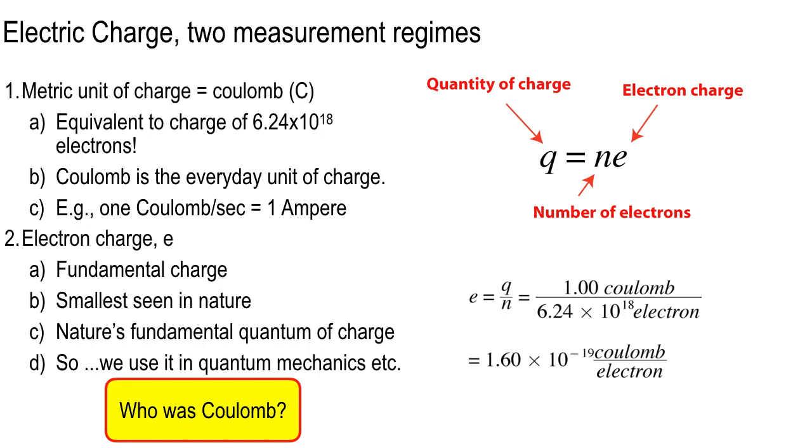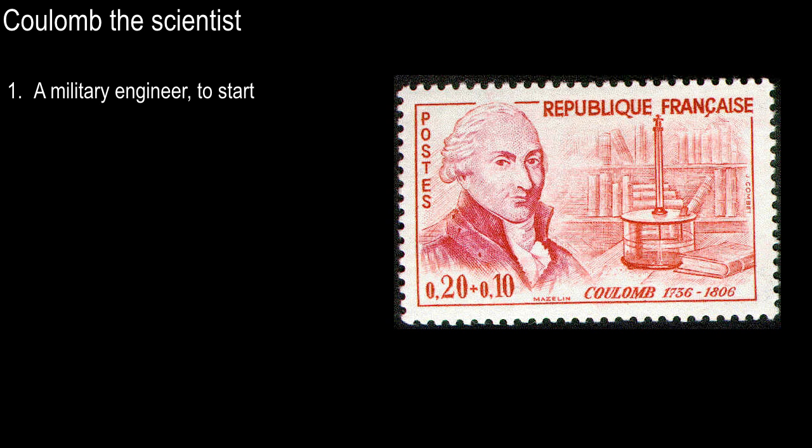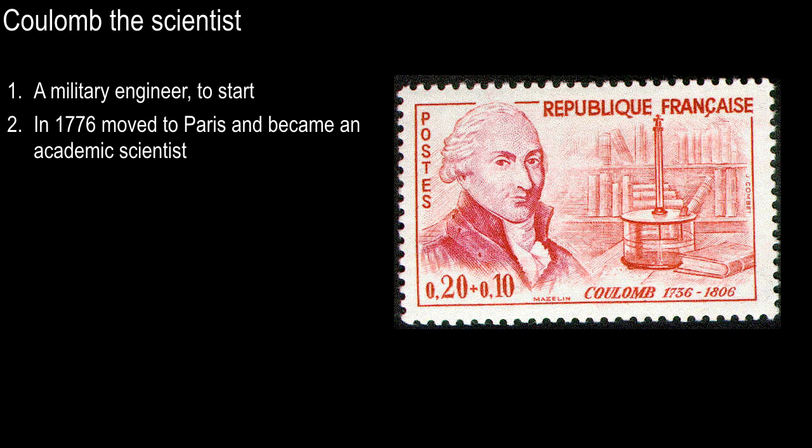Now, who was Coulomb? That's the last name of this guy, Charles Coulomb. He was a military engineer. I think he was born in France, and then he went to Martinique down in the Caribbean to be a military engineer at the forts down there. Then in 1776, the year of our independence from England, he moved to Paris and became an academic scientist. And if you know a little French history, he was about to dip into the French Revolution, which was very nasty.